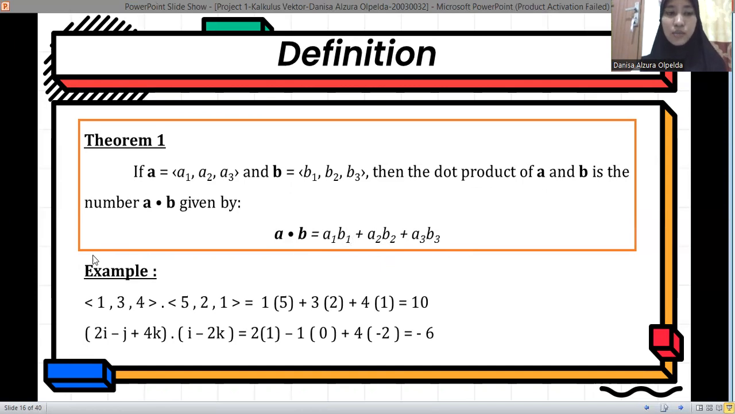For the next example, if we have two vectors, the first vector is 1, 3, 4 and the second vector is 5, 2, 1. So we can solve this with the equation in Theorem 1. We get 1 times 5 plus 3 times 2 plus 4 times 1 is equal to 15. And the second example is solved the same way as the first example.